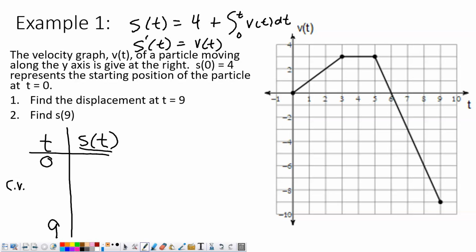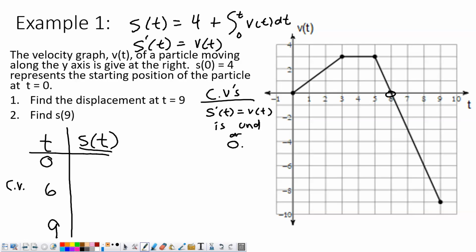And that's my graph. So critical values are where the derivative is undefined, or 0. So looking at it, if S prime is V of t, that's a graph of V of t, right? Where is V of t equal to 0? At 6. So there's one of my critical values. Does it equal 0 anywhere else? So technically 0 is a critical value also, but we already have that, so we don't need to include that one.